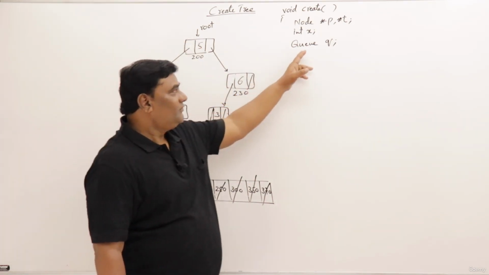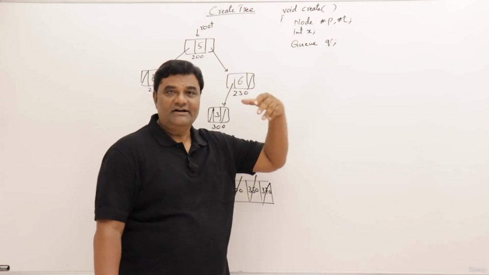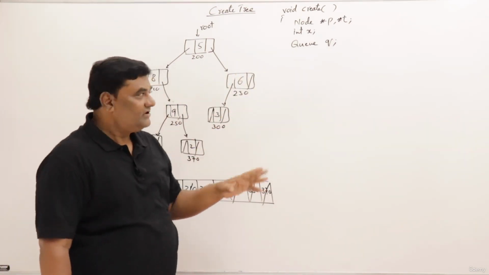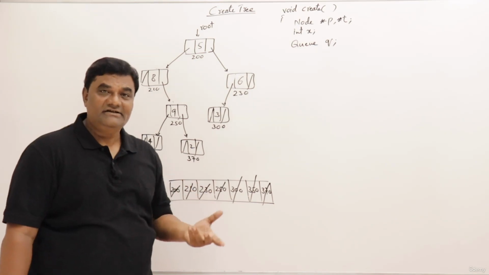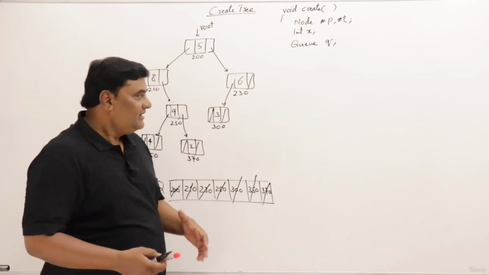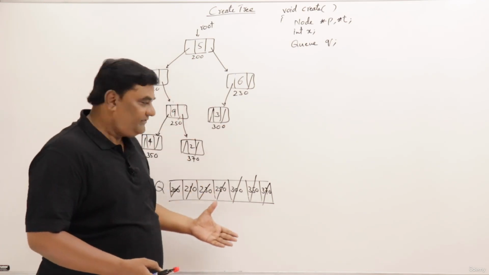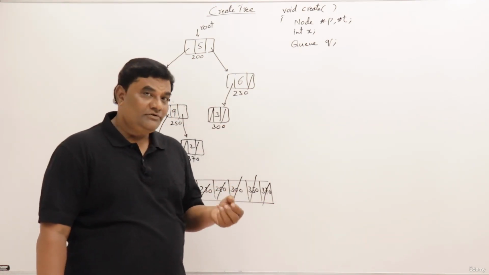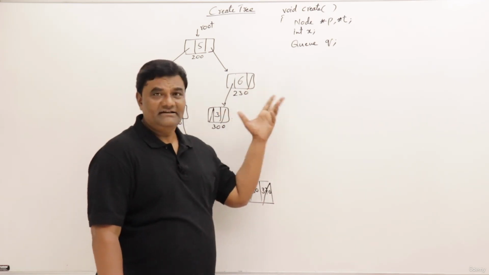Then I have declared a queue also, a queue data structure. We have already learned about the queue data structure. That queue must be initialized. I am not writing the code for initializing that queue, so assume that it is initialized. Now, one more thing: we don't know how many nodes there will be, so we can't determine the size of this queue. So instead of taking a queue using an array, we can go for a queue using a linked list.